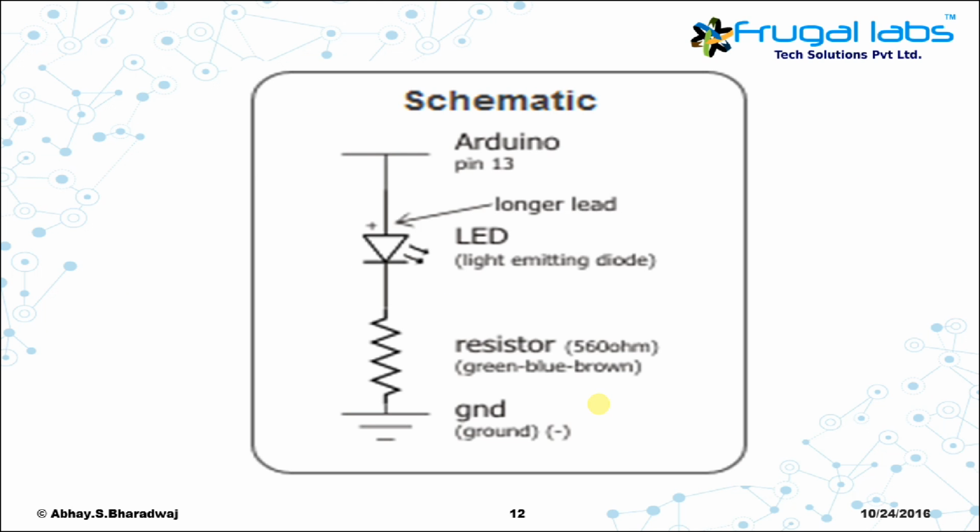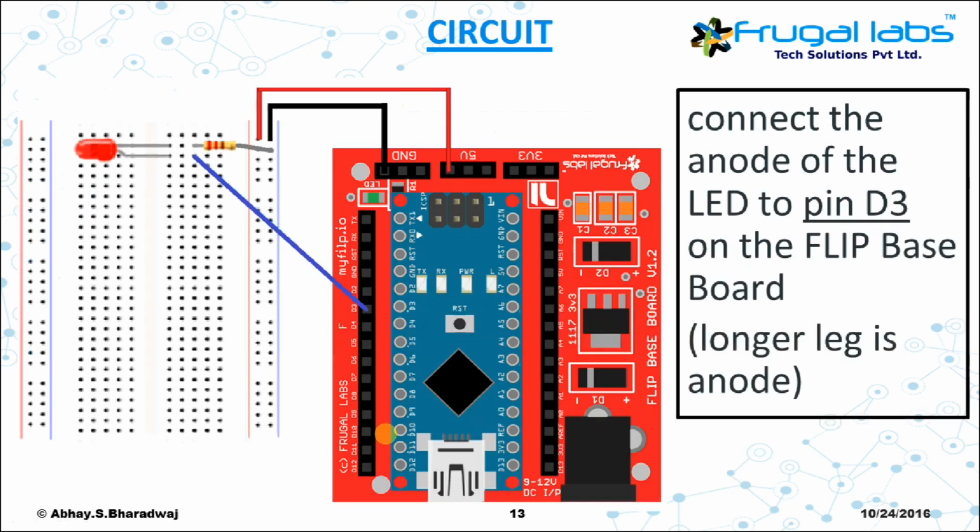The schematic of your circuit is as follows. The positive leg of the LED will be connected to some pin of the Arduino, and the negative leg of the LED will be connected to a resistor, and another leg of the resistor will be connected to ground. So this is your schematic. The circuit is as follows. Connect the anode of the LED, or the longer leg of the LED, to pin number T3 of your flip baseboard. And the shorter leg, or the cathode leg, or the negative terminal of the LED, is connected to ground via a resistor.